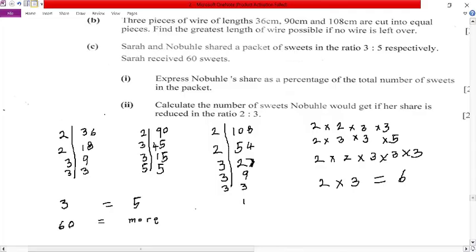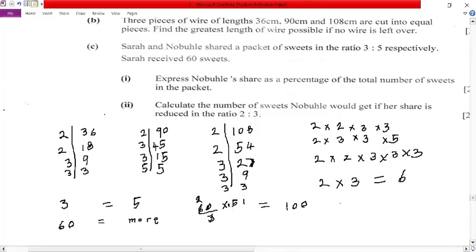So if it's more, it means the bigger number goes on top. So it's 60/3 times 5. 20 times 5, which is 100. So Nobuhle receives 100 sweets. But we want to calculate it as a percentage of the total number of sweets. So if Sarah receives 60, Nobuhle receives 100, it means that the total is 160.